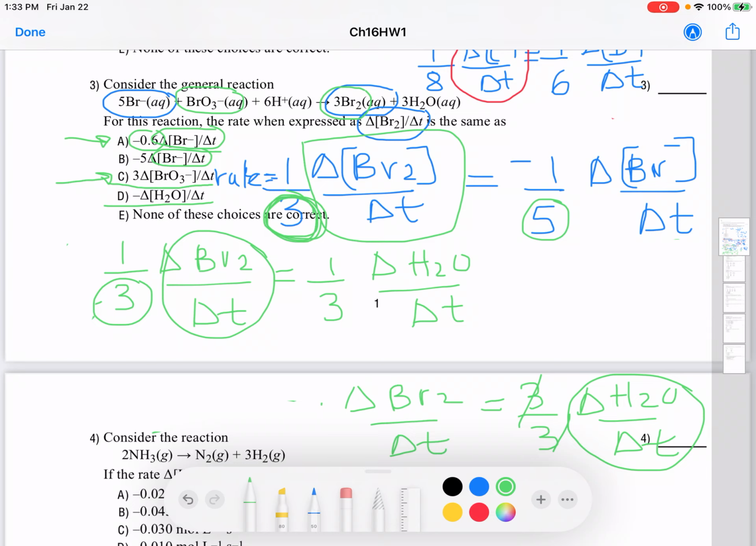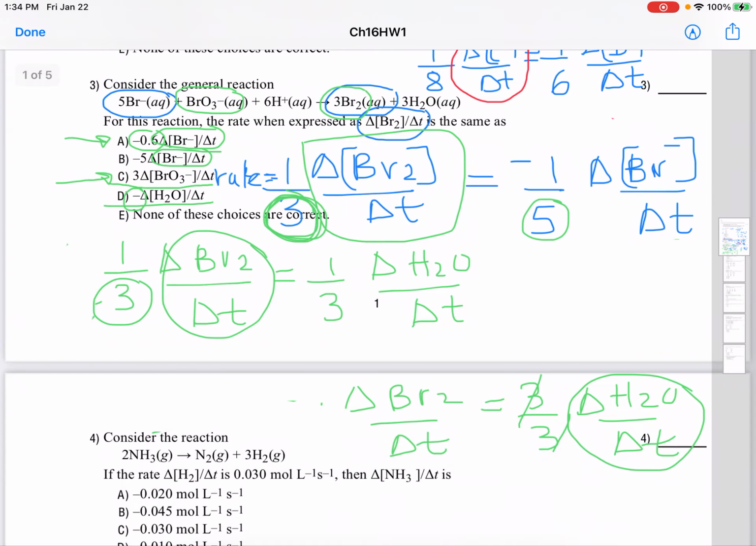So it would be delta water over delta T, right? So we have the correct formula, but it has to be positive. What's given here is negative. So because of that, D is also not the choice. So the correct answer is A. Okay. Hope you guys understood how we came up with the answer. Wonderful. Okay. The next one.